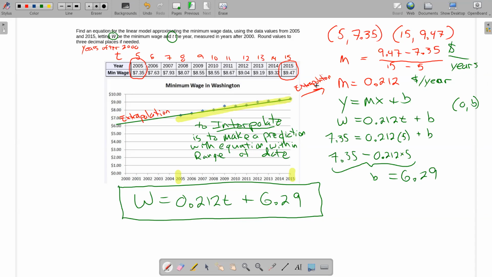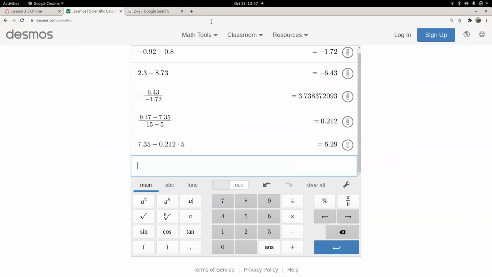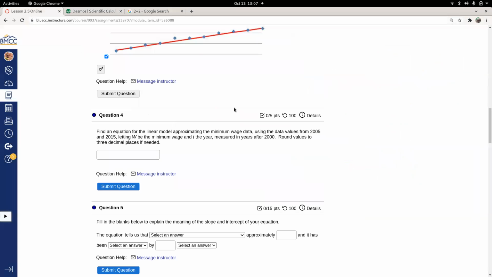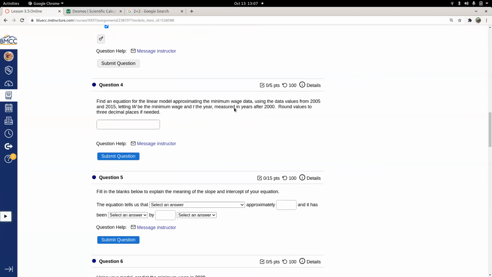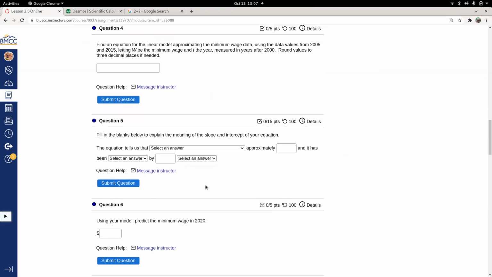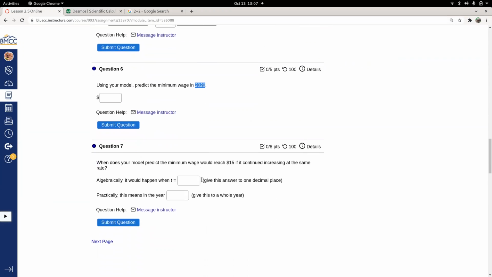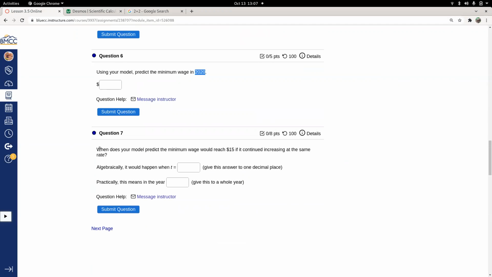All right, let's look back at our work. So we've gone over interpreting what the equation tells you. I'm going to leave that to you. Use the model to predict what's going on for 2020, 20 years after 2000. And then I'm going to actually help you with question number 7. So I'm going to jump down to question number 7. I'm going to give you some time to work and fill in the blanks in between.